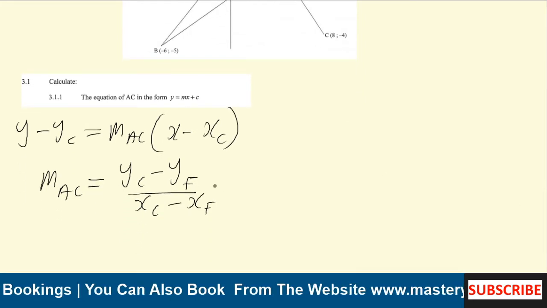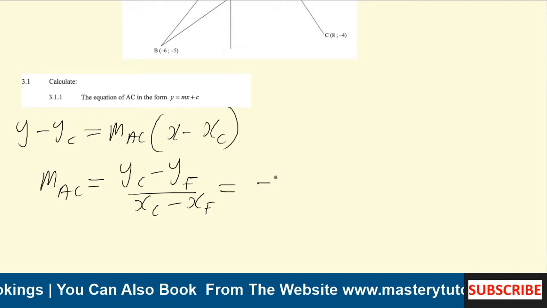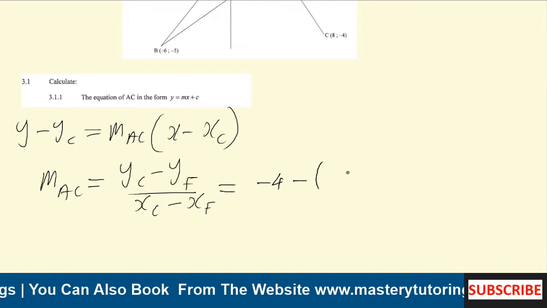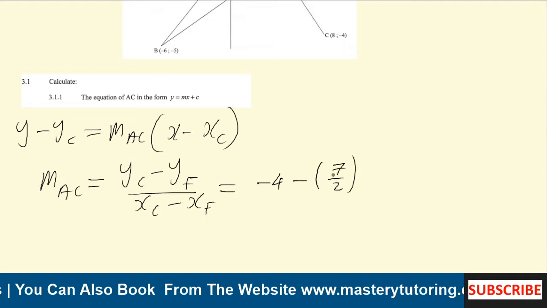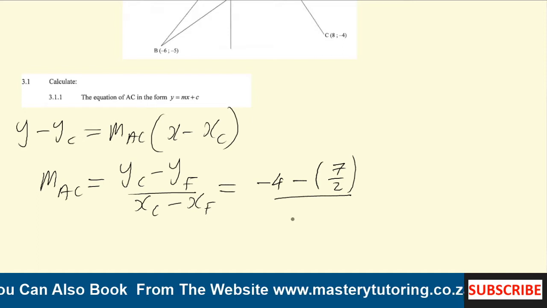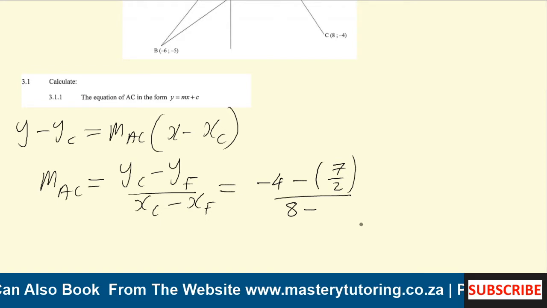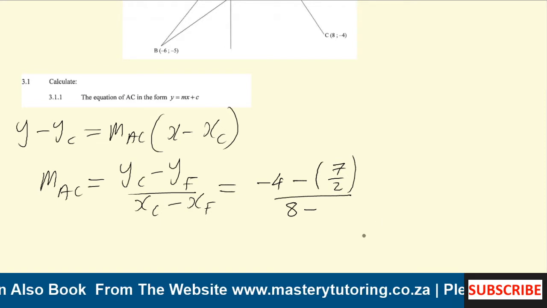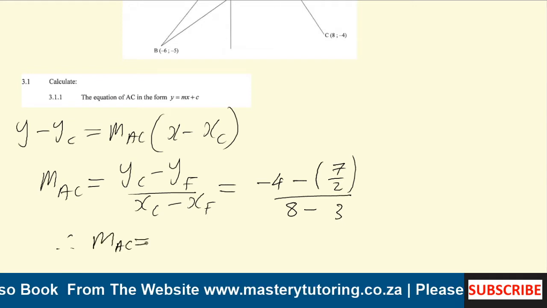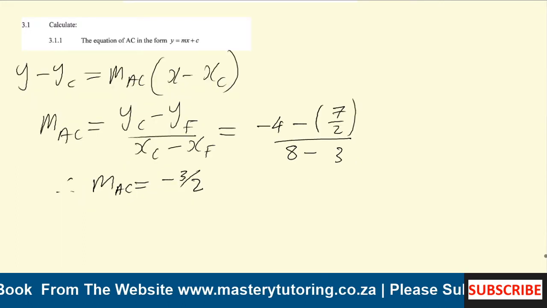Now we're going to substitute the values here. y at C is -4, minus y at F, which is 7 over 2, or 3.5 as it is given to us. This is divided by x at C, which is 8, minus x at F, which is 3. Therefore, the slope of AC is -3 over 2. That is the slope of AC.